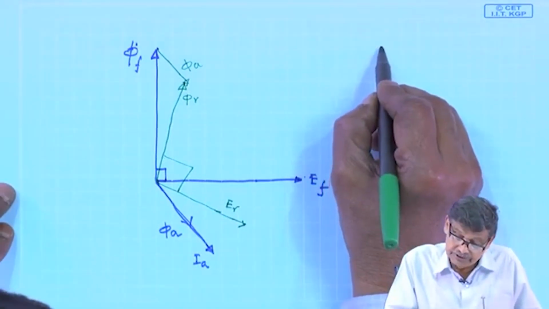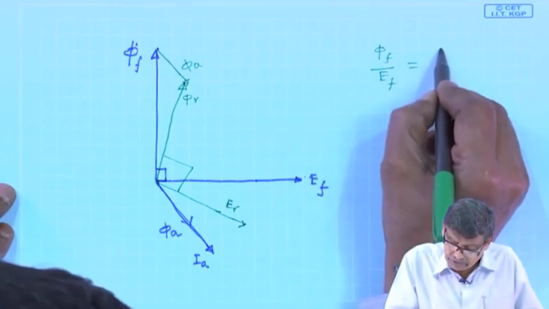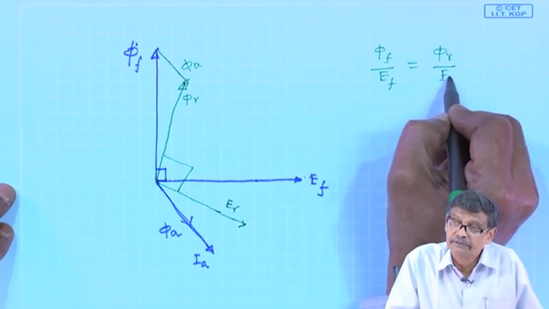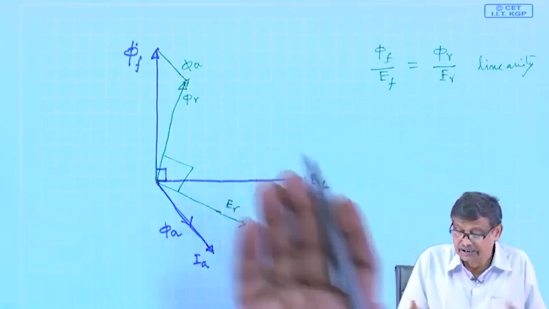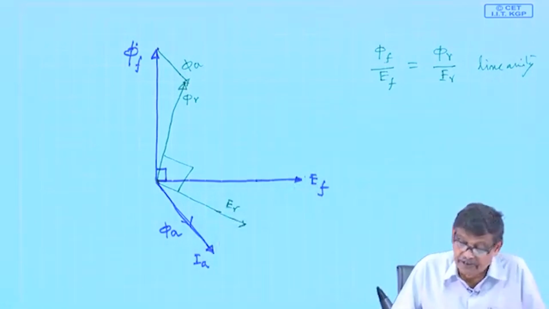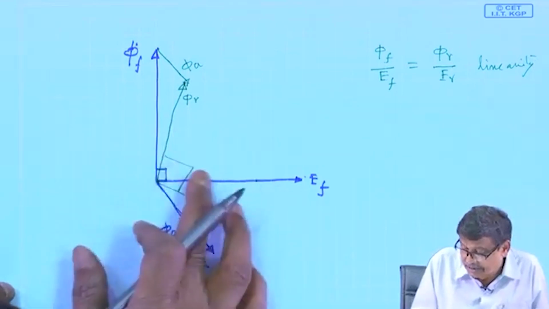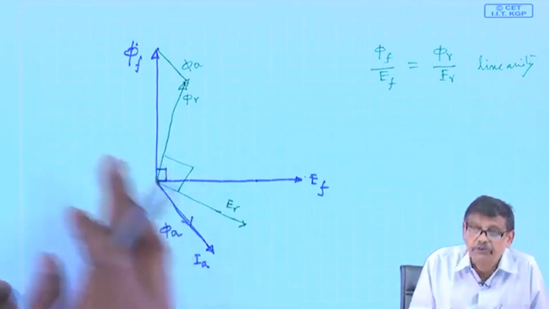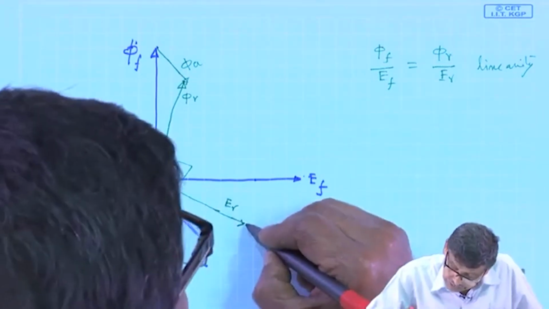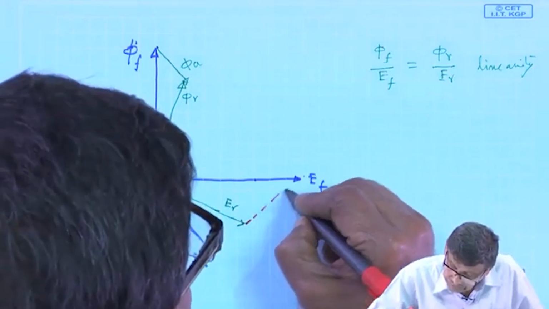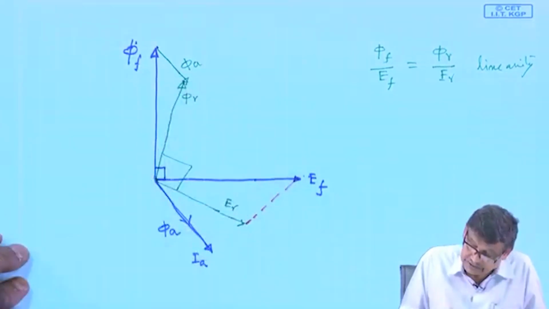And we also note that phi f by EF must be equal to phi r by ER. Why not? Because linearity I have assumed. The machine does not know whether the induced voltage is being caused by phi f or some phi r or somebody else, but whatever the length, it will maintain this 90 degree relationship and this ratio will be the same. In other words, look at these two triangles, this triangle and this triangle.